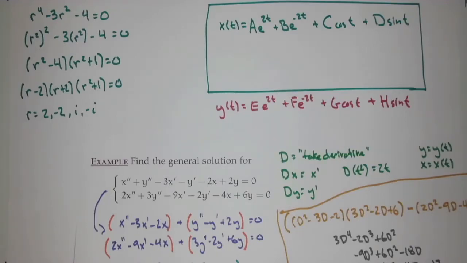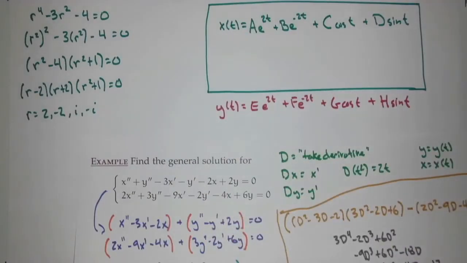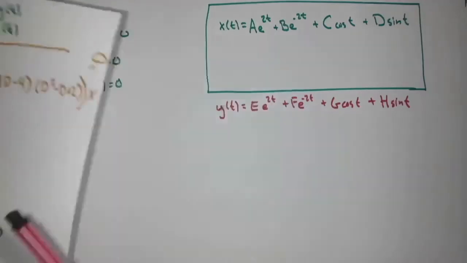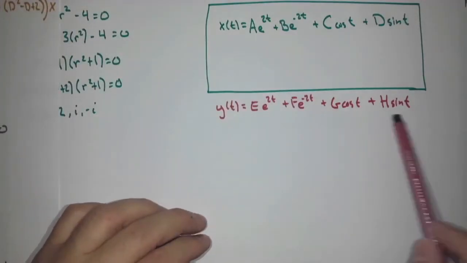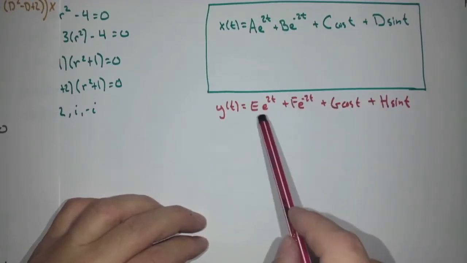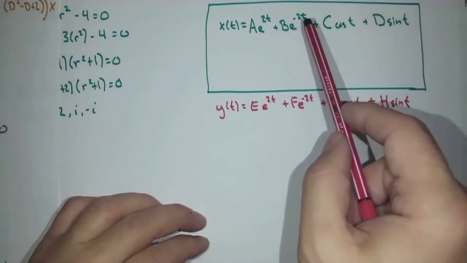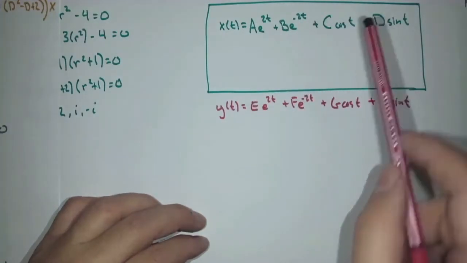4. Total of 4. 2 from x, 2 from y. How many constants do we have now? 8. And 8 is too many. So somehow, we've got to figure out how these constants relate. So the moral of the story is this is the right form, but we shouldn't have new constants. In other words, E, F, G, H somehow can be written in terms of A, B, C, and D.